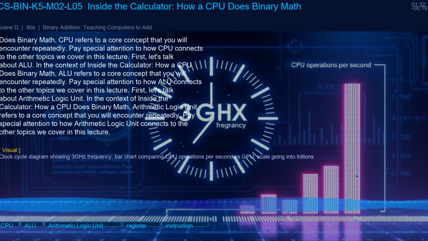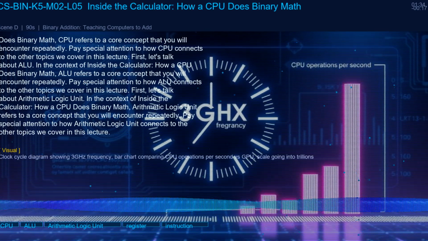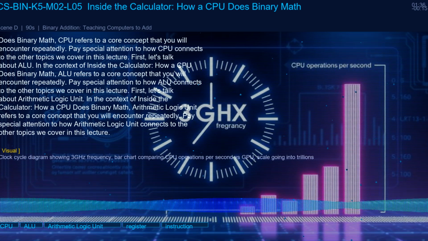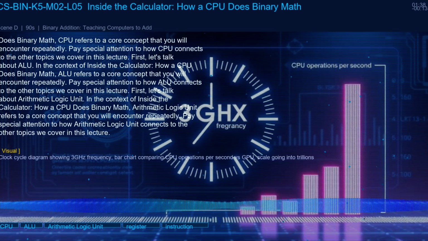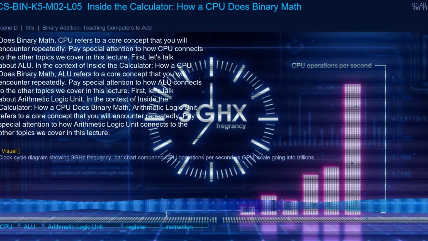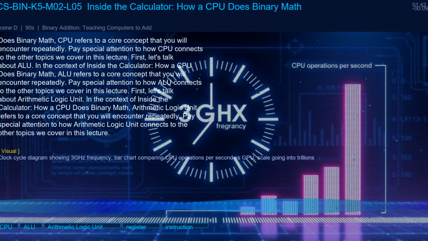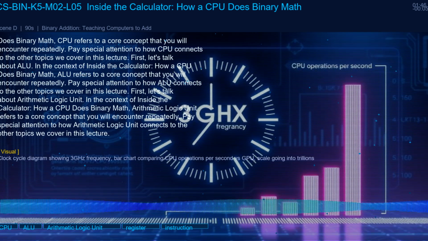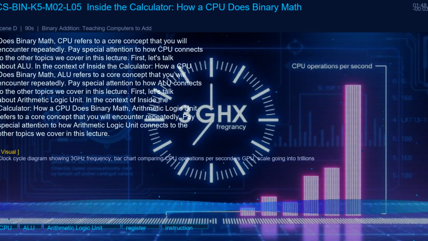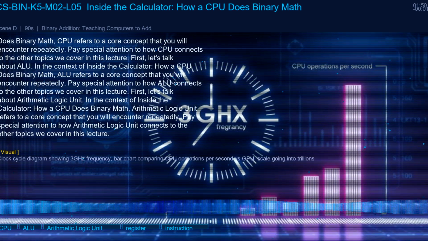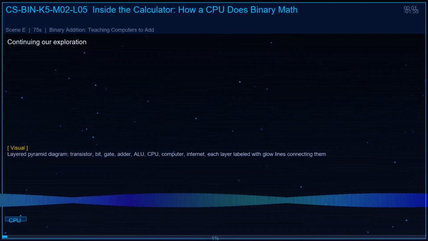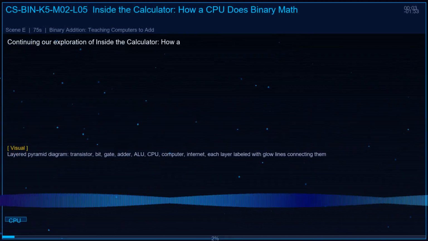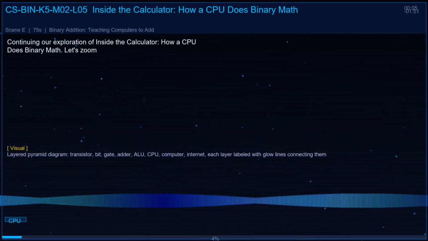First, let's talk about arithmetic logic unit. In the context of inside the calculator, how a CPU does binary math, arithmetic logic unit refers to a core concept that you will encounter repeatedly. Pay special attention to how arithmetic logic unit connects to the other topics we cover in this lecture. Continuing our exploration of inside the calculator, how a CPU does binary math.